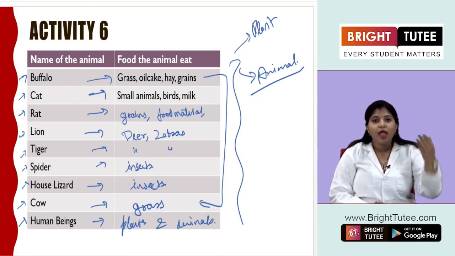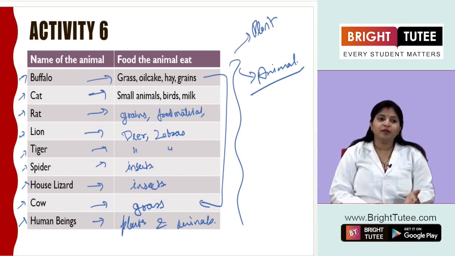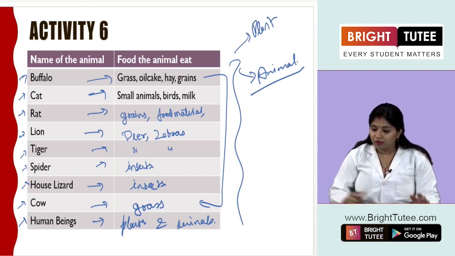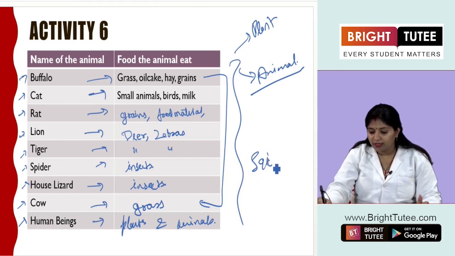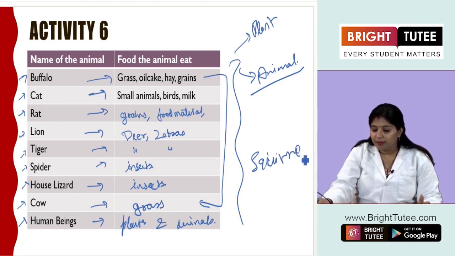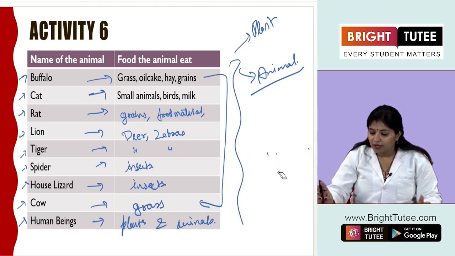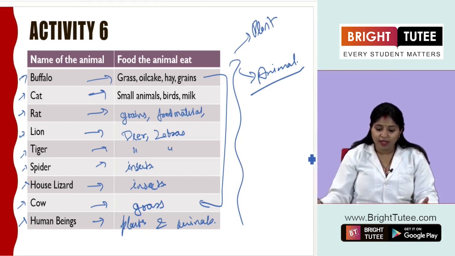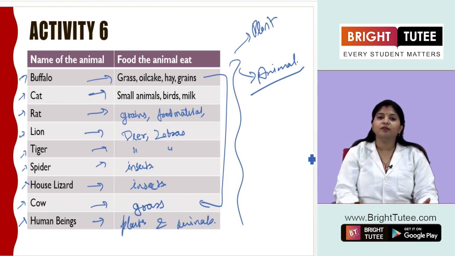You can go around and make a list of different kinds of animals that you are seeing in your everyday life. Apart from these animals, you can also add squirrel, because that is also something that you see on a regular basis, right? So you can add a squirrel into your list. Then you can add different other animals which you go around seeing, and then you write down the food that the animal is eating, right?